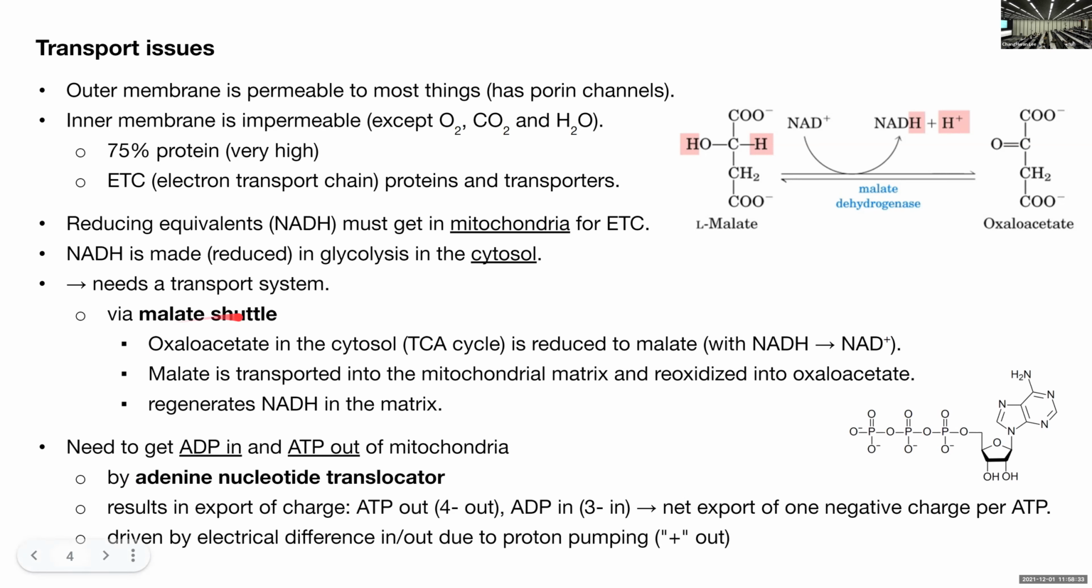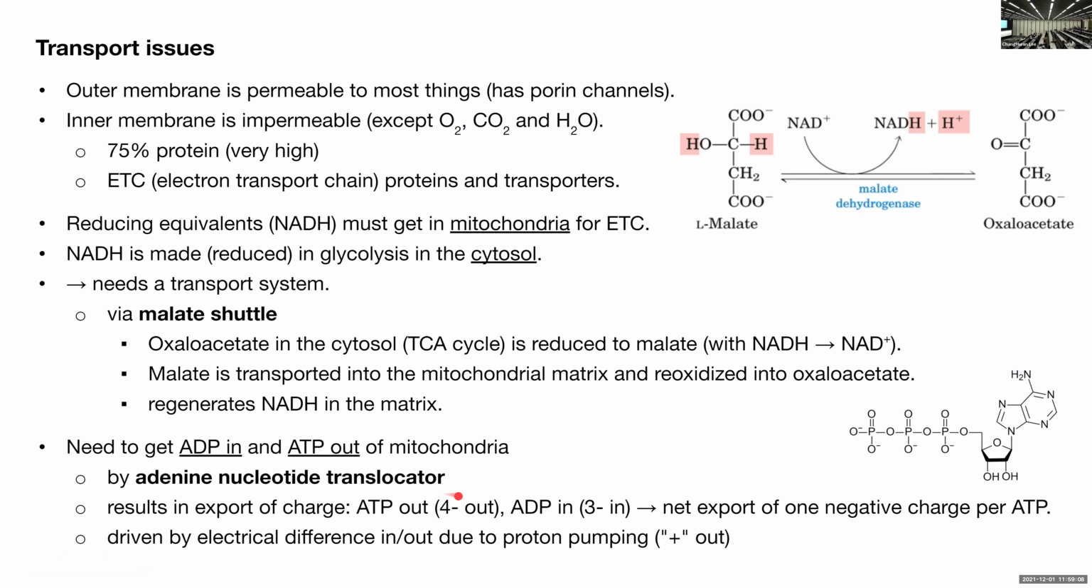Okay, it's not just NADH, but we also have to get in the ADP to generate ATP, and the already generated ATP has to be pumped out of the mitochondria, right? And this process is done by this adenine nucleotide translocator, or ATP-ADP translocator. And that basically results in the export of a charge, because when you think about the structure of ATP, which is right here, it has 4 minuses, as you can see.